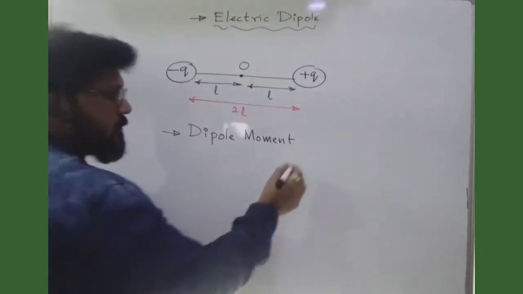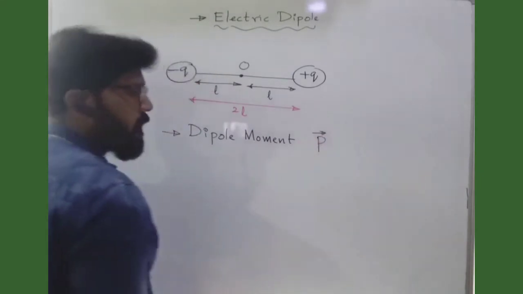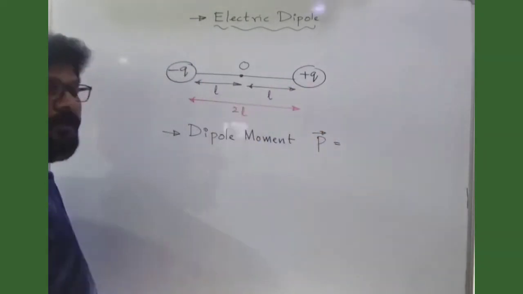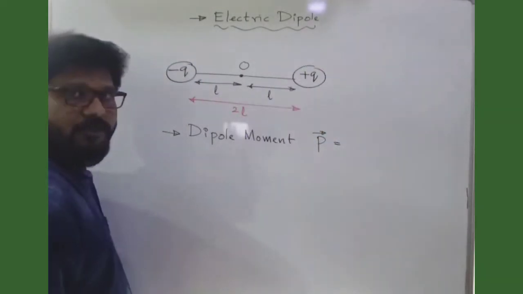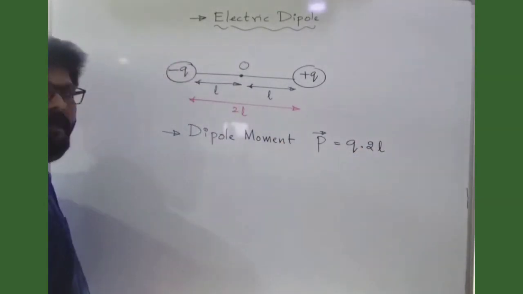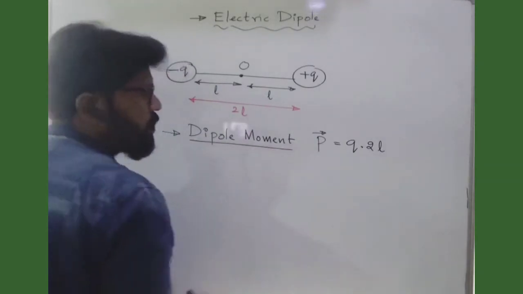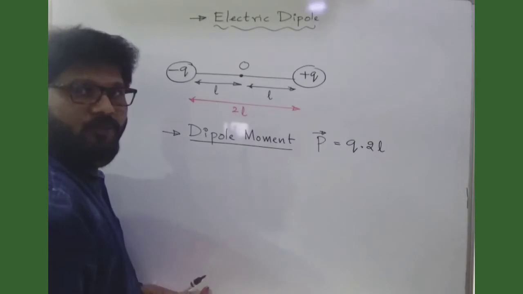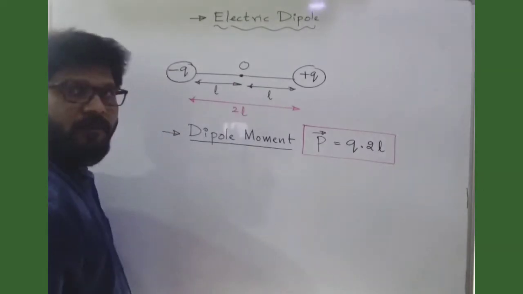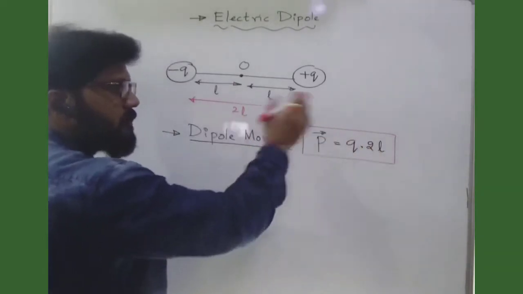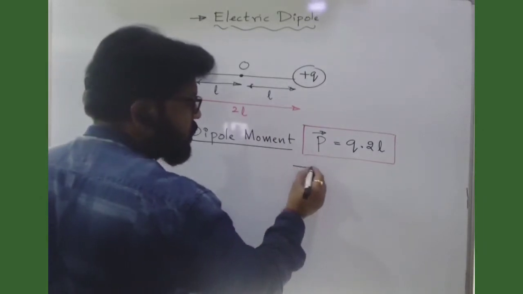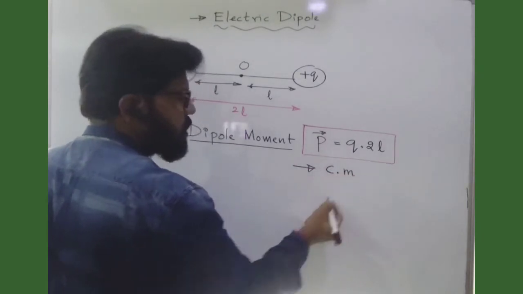The dipole moment is denoted by capital P. It is a vector quantity. It is defined as the product of the magnitude of charge and the distance between the two charges. So the electric dipole moment is P equals q into 2L, where q is the magnitude of charge, into the distance between the two charges. Fine. So what are the units? Coulomb into meters or centimeters.